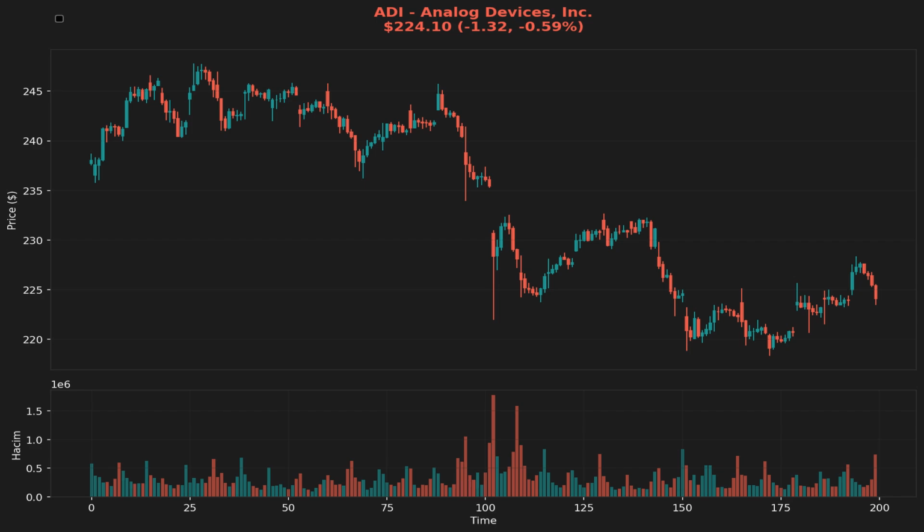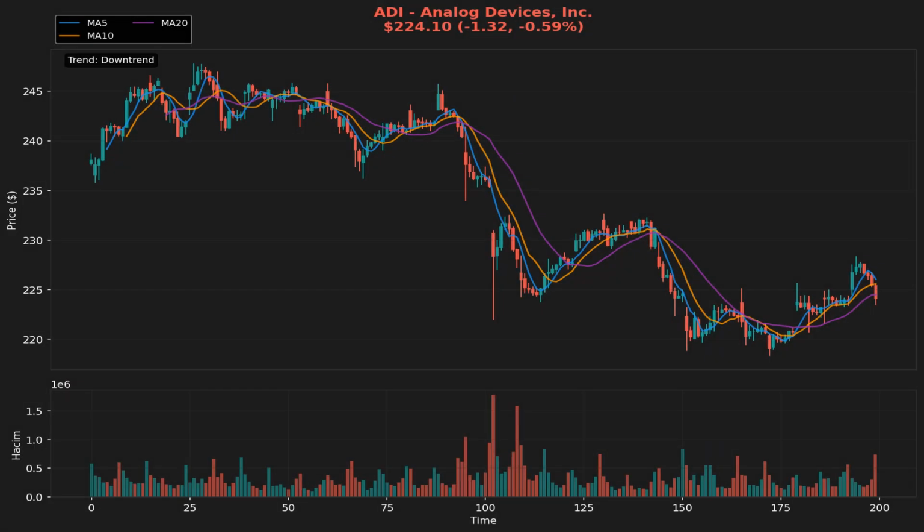Moving on to the moving averages. The 5-day moving average is at $226.03, the 10-day at $225.57, and the 20-day average is at $224.49. The current price of $224.10 is below all these averages, indicating a bearish short-term trend. The fact that the price is consistently under the short-term moving averages suggests that the stock is in a downward trajectory, at least for the moment.